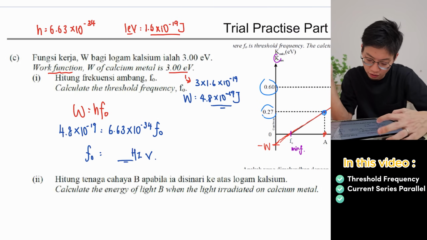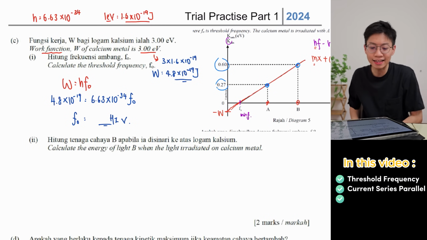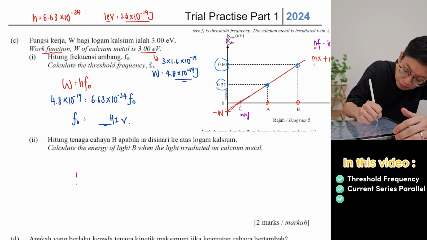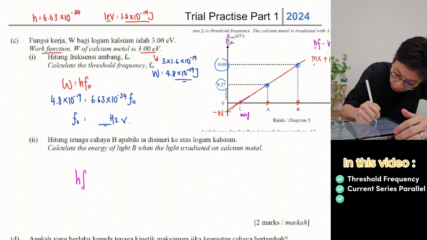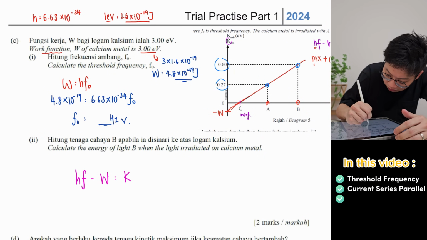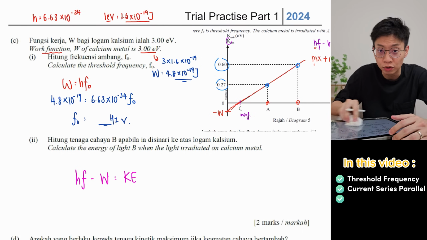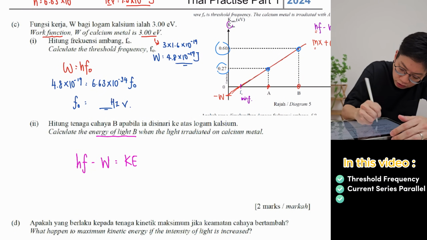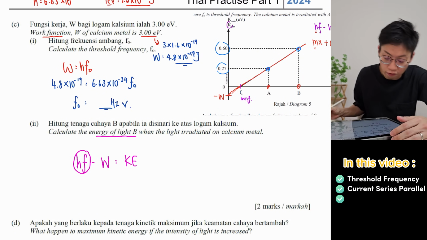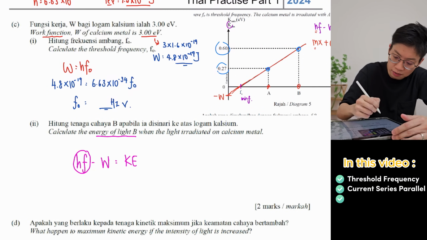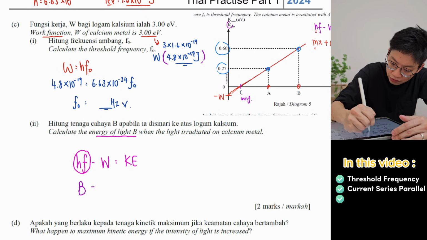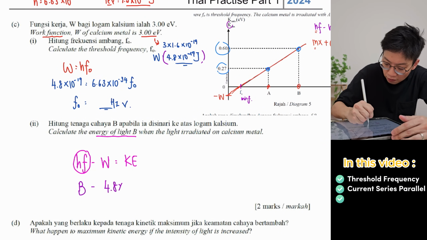Now, what about the energy of light B when it is irradiated on the calcium metal? Very simple. We have hf minus work function is equal to kinetic energy. That is our general formula. We want to find the energy of light, so this is the one that we're trying to look for. I'm just going to substitute this as B. Now the work function we already calculated, 4.8 times 10 to the power of negative 19.